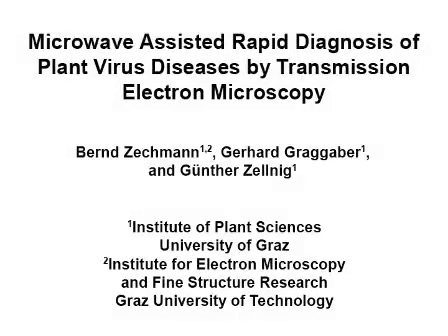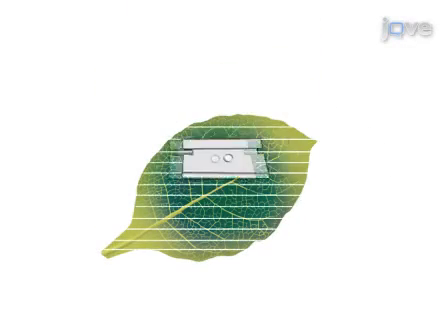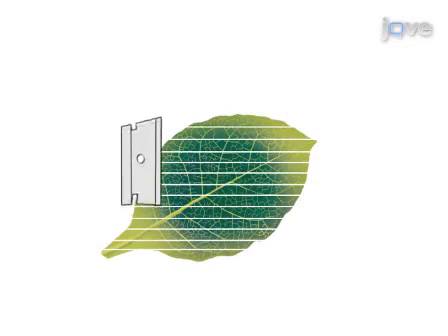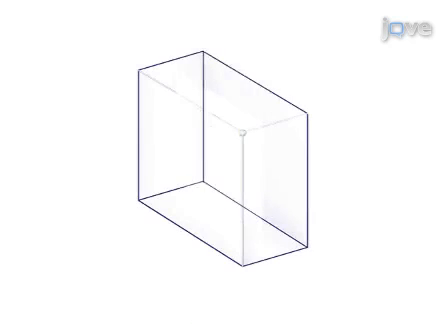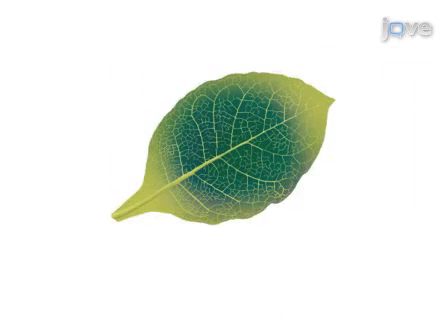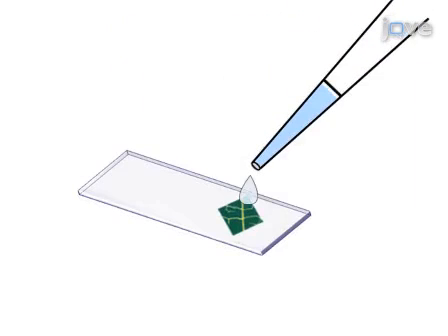The overall goal of this procedure is to diagnose plant virus diseases within a few hours by transmission electron microscopy. This procedure begins with microwave-assisted fixation and embedding of the infected plant material. The next step is to extract and stain virus particles from the plant samples by negative staining.